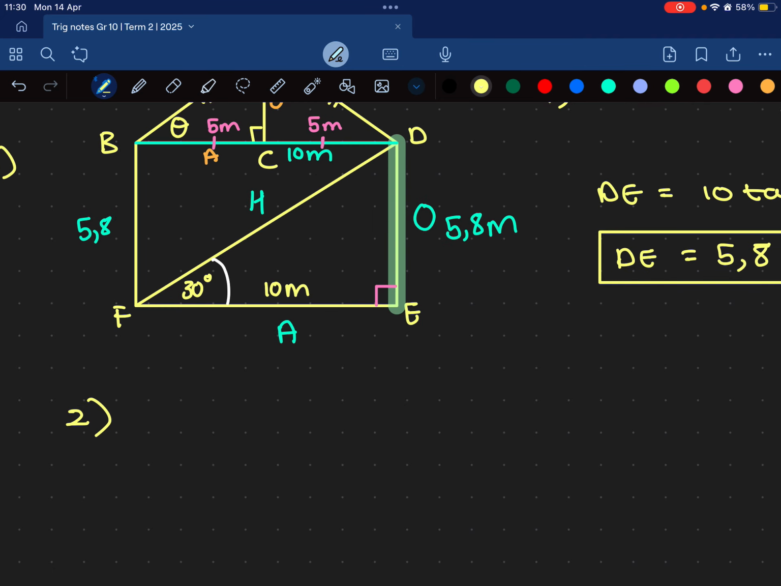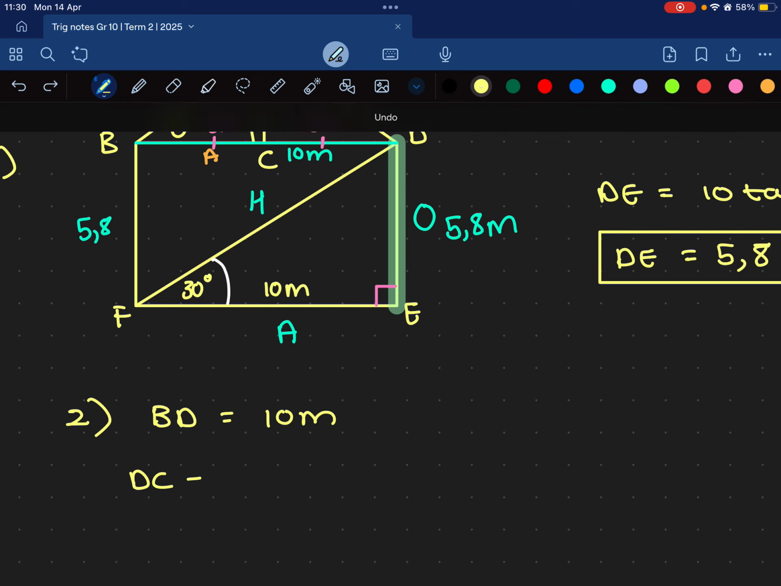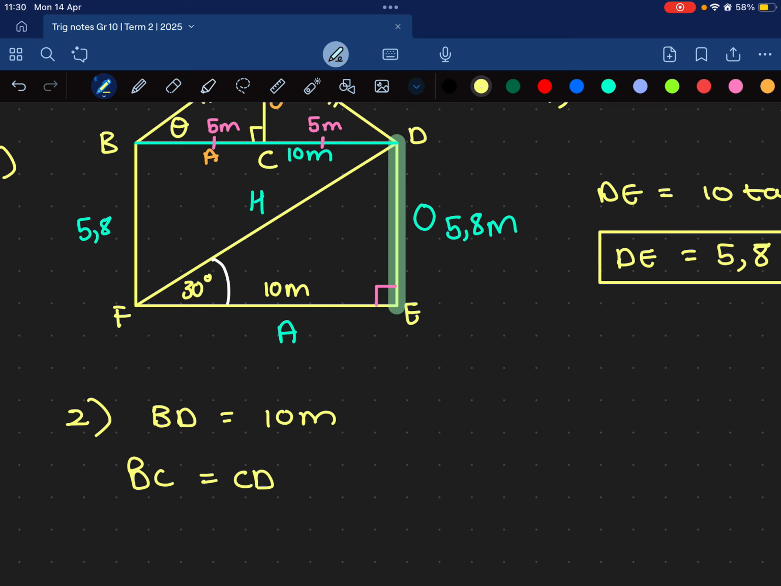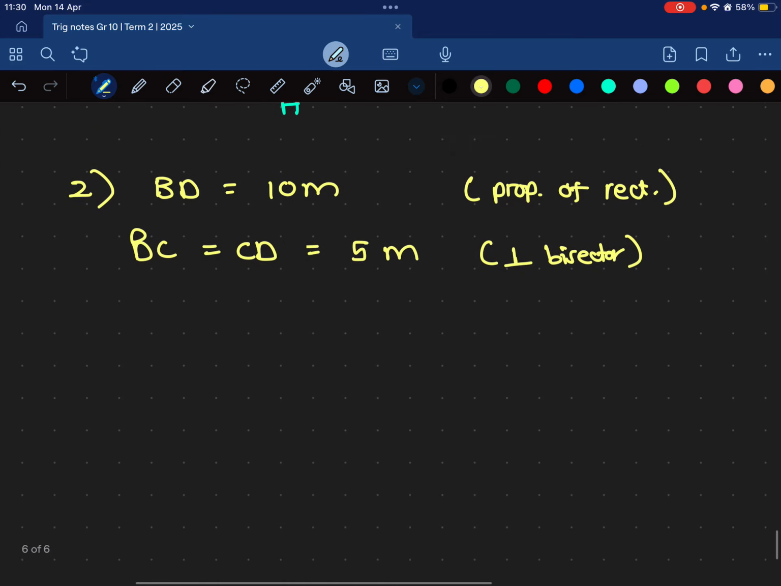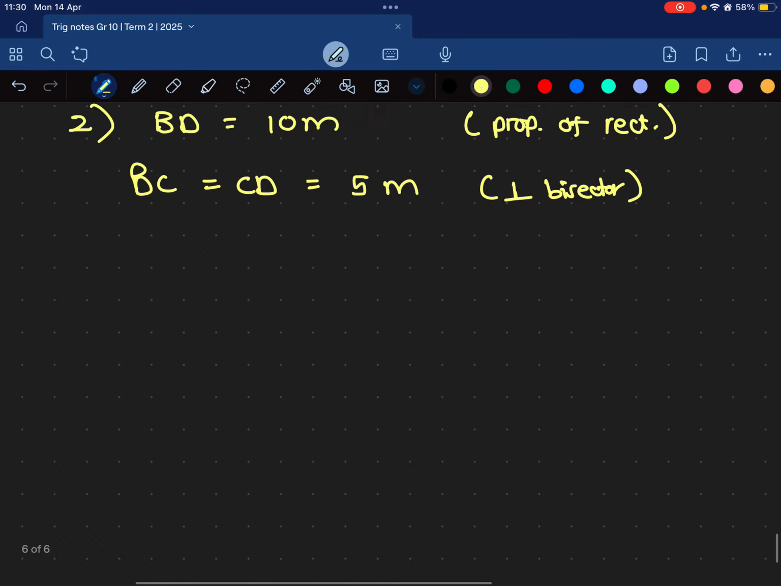If you would like to also just mention BD is equal to 10 meters and BC is equal to CD, which is equal to 5 meters. Here you can just say properties of a rectangle, and here it's just a perpendicular bisector. You don't have to go into any further detail with that.